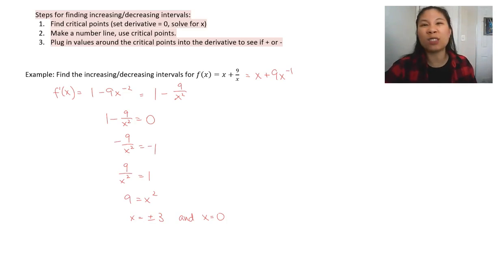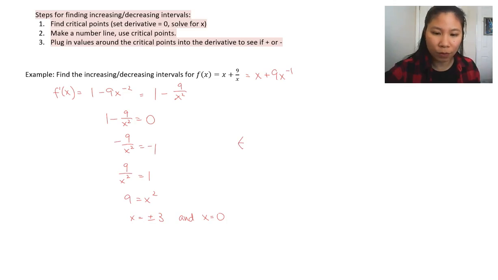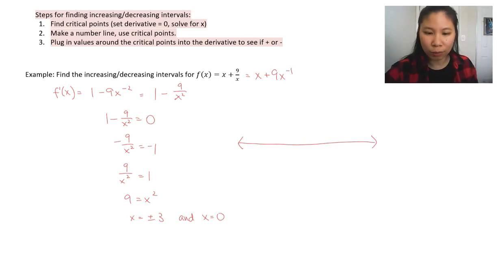Okay, so these are the things you have to pay attention to. It's not just when you solve for x, you also have to look at the original function or even the derivative. Okay, so now I'm going to make my number line, use my critical points. So I've got -3, 0, and 3. And I know it seems kind of obvious, but sometimes people think in weird ways. Make sure it's a number line, so your numbers have to be in order from smallest to biggest.